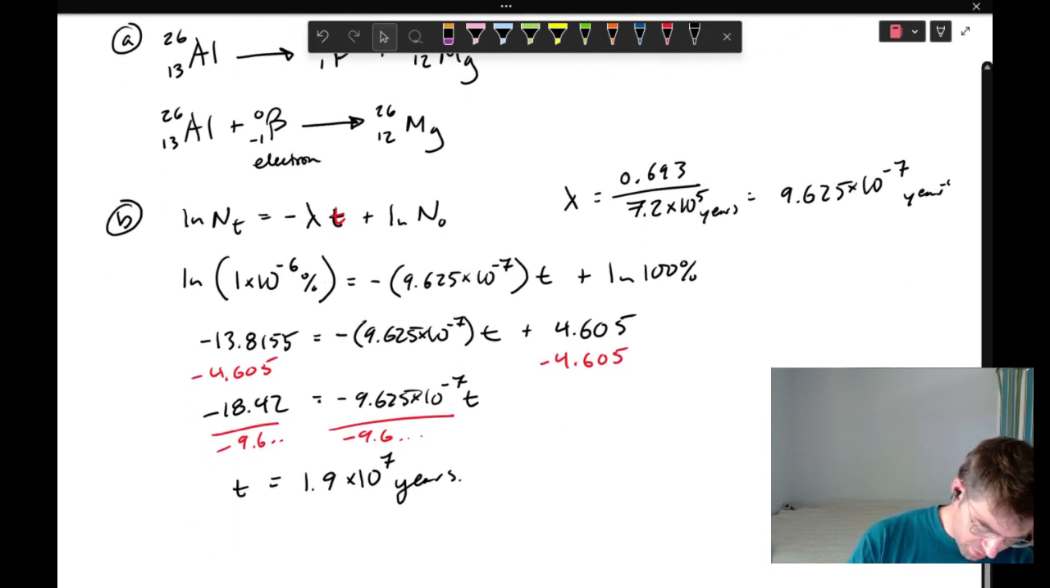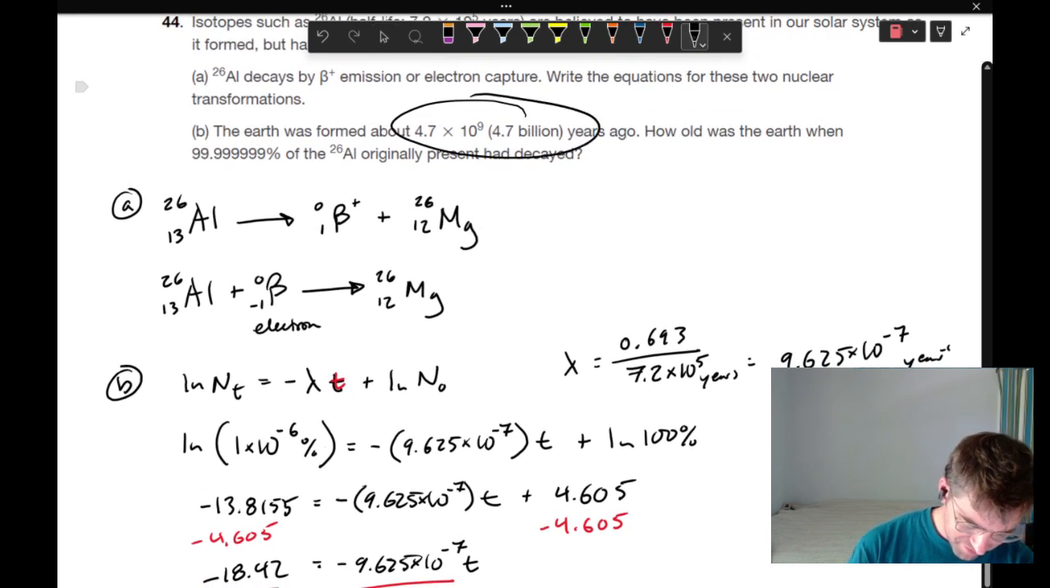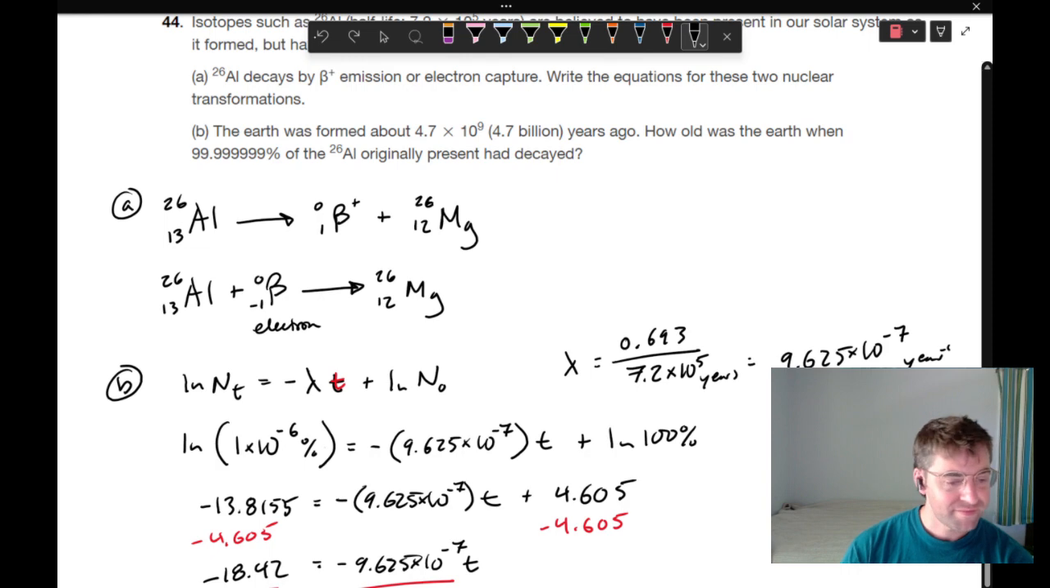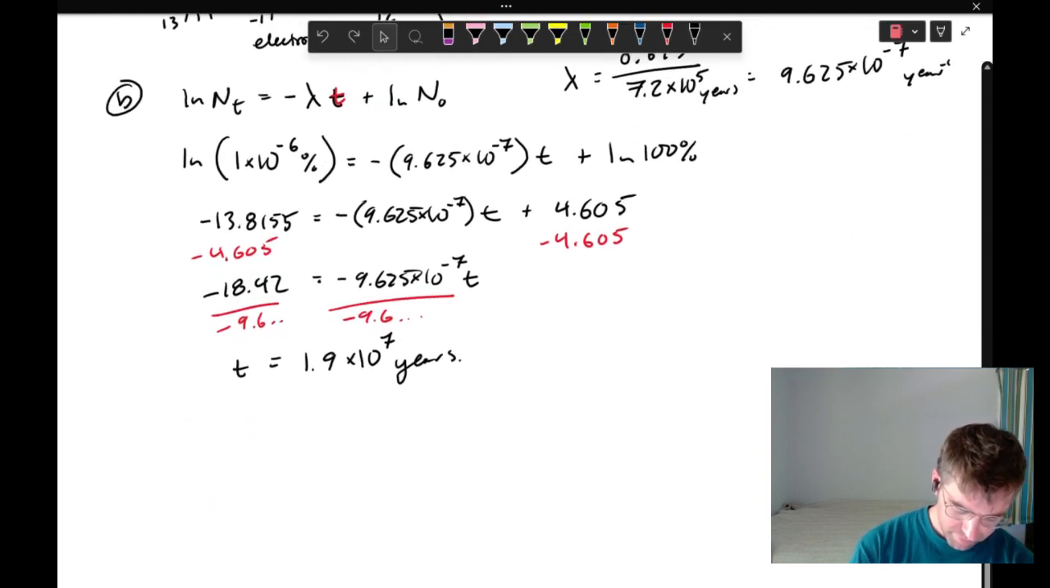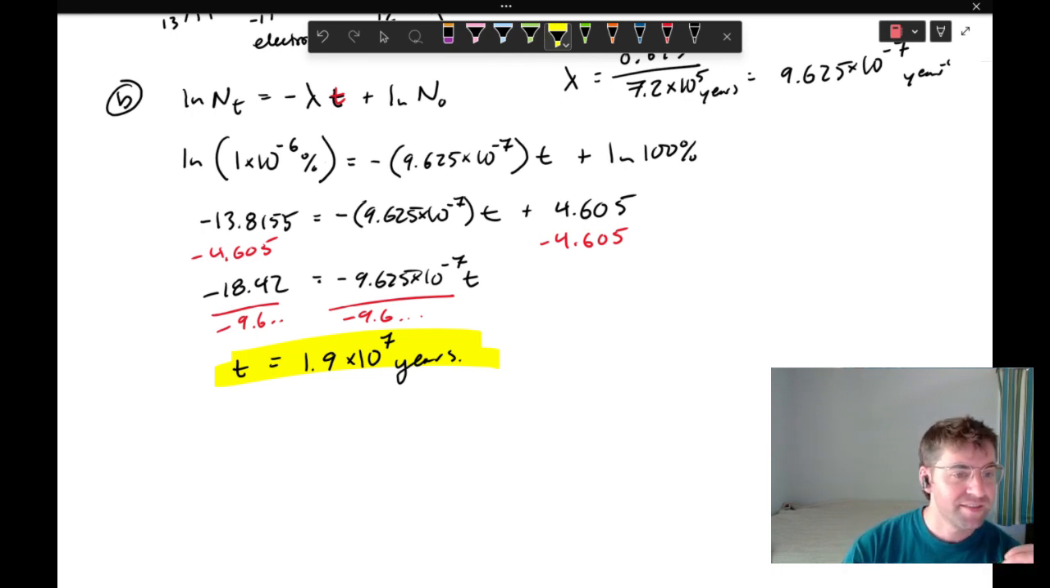So 1.9, what was that, billion? No, not quite. So less than the total age of Earth, which makes sense because it's an extinct nuclide.